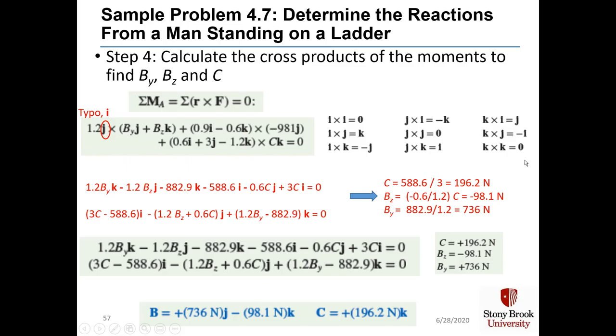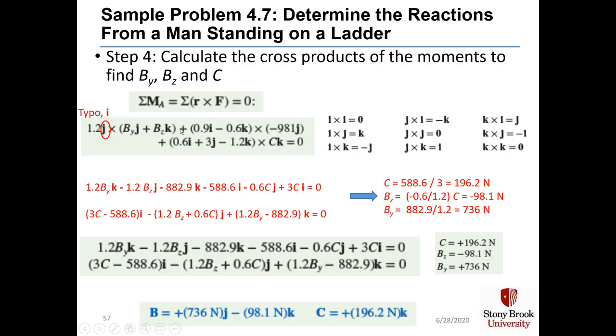The first cross product is 1.2i, that's a typo, by the way, 1.2i crossed with by times j, which is 1.2by times i cross j, and i cross j is a k, that's what the k is doing here, plus 1.2bz times i cross k, but i cross k is negative j. That's how we get this term minus 1.2bz times j.